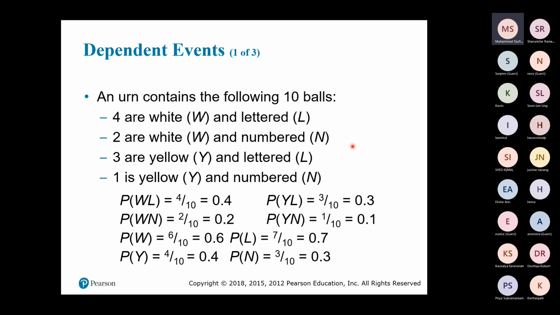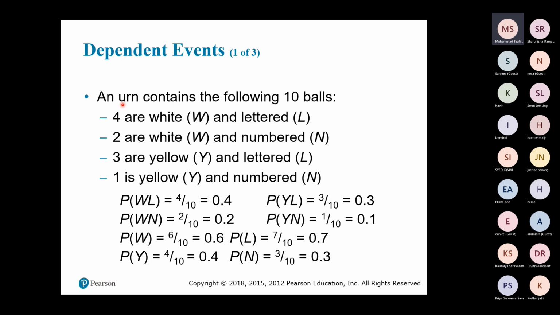Now let's talk about how to calculate for a dependent event. A dependent event is the opposite. Whatever happens in event A will influence event B. Whatever you do in event A will affect your result in event B. So that is a dependent event. Here is the example.